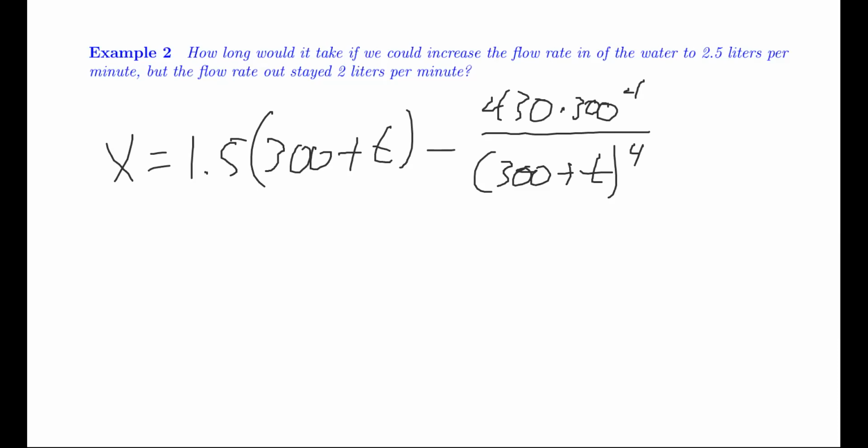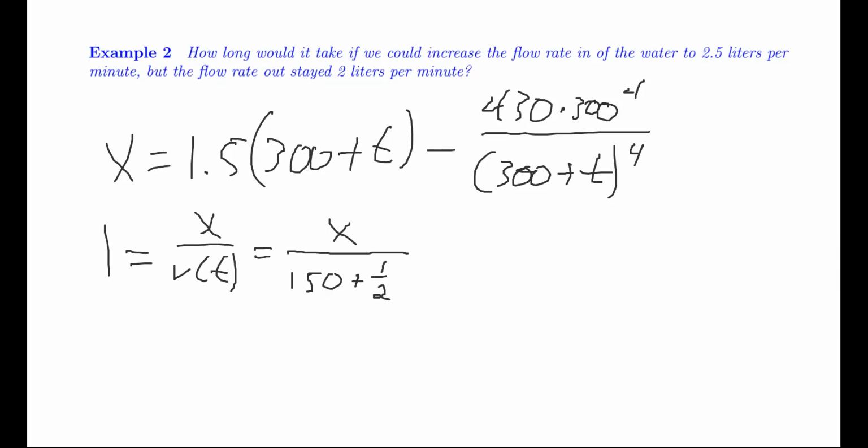Well, once we do that, what do we want to do? We wanted to again determine the time it would take to increase the salt concentration to 1 gram per liter. So again, this is 1 is equal to x over the volume. Well, that is this equation up here. I'm going to leave that as x, so I don't have to rewrite all that again. Over our volume equation, well, our volume equation was 150 plus 1/2 t.